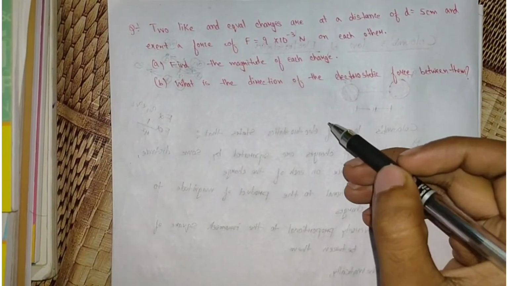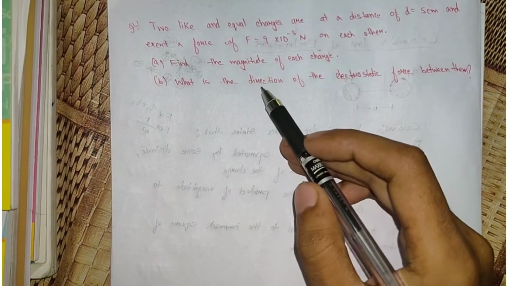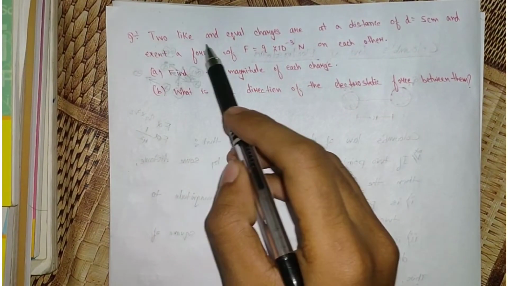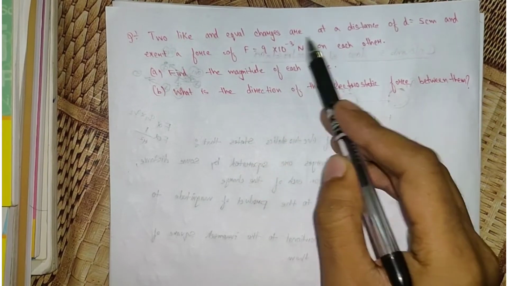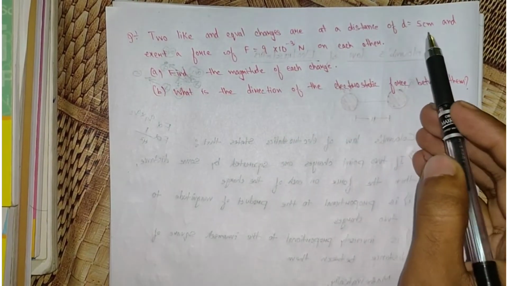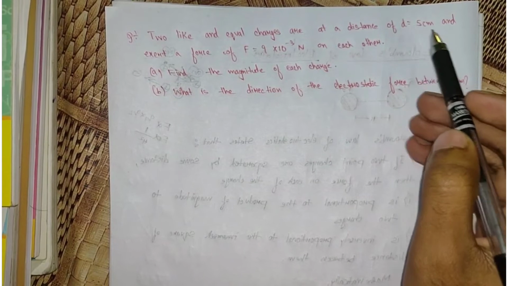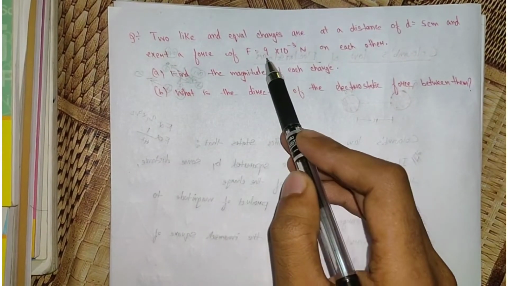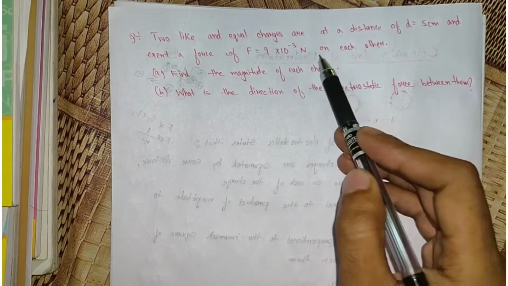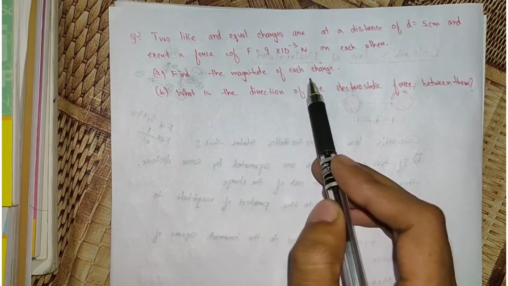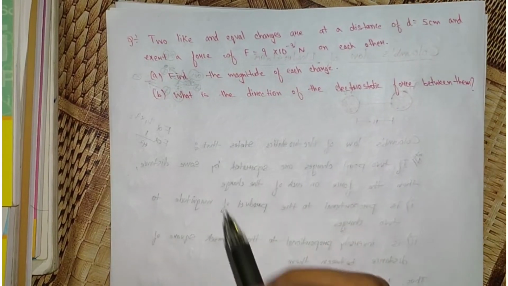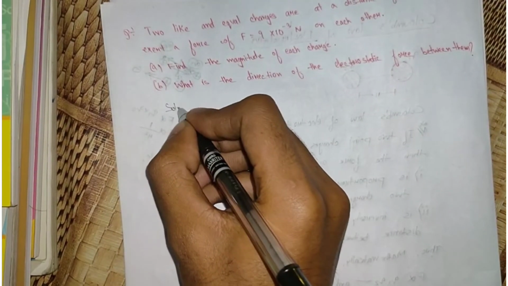Now, in order to make concepts clear, I have chosen a numerical. The question is: two like and equal charges are at a distance of d equals 5 centimeter. D is the distance between them. So the distance is 5 centimeter and they exert a force of F equals 9 into 10 to the power minus 3 Newton on each other. Find the magnitude of each charge and what is the direction of the electrostatic force between them. This is the question. So let us move to the solution.